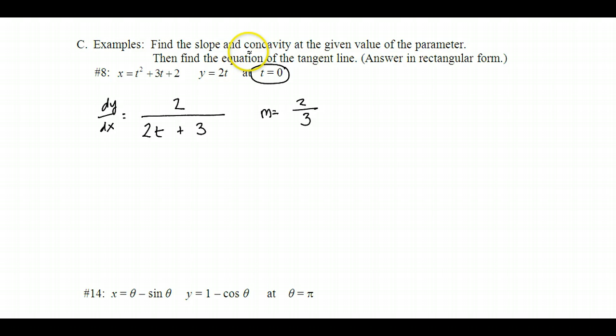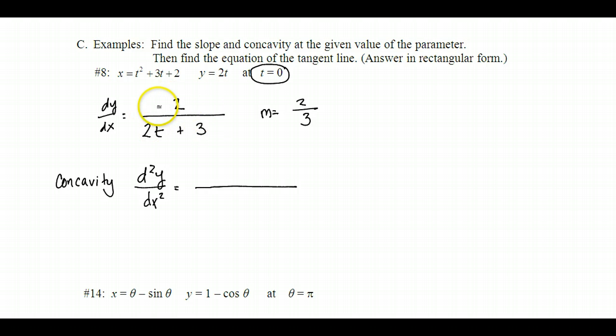If we have to find the concavity at this given value, then we need our second derivative. So concavity, and second derivative, so that tells us we need, this is our notation for it. How this breaks down is really, in the numerator, it's the derivative of your first derivative.